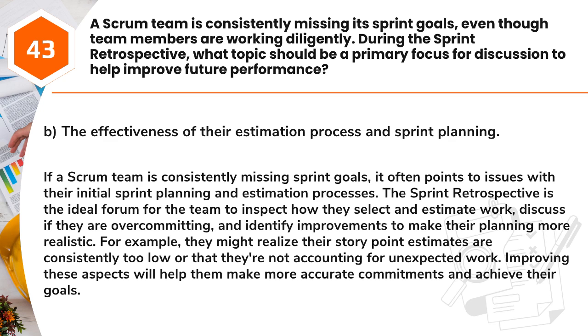For example, they might realize their story point estimates are consistently too low or that they're not accounting for unexpected work. Improving these aspects will help them make more accurate commitments and achieve their goals.